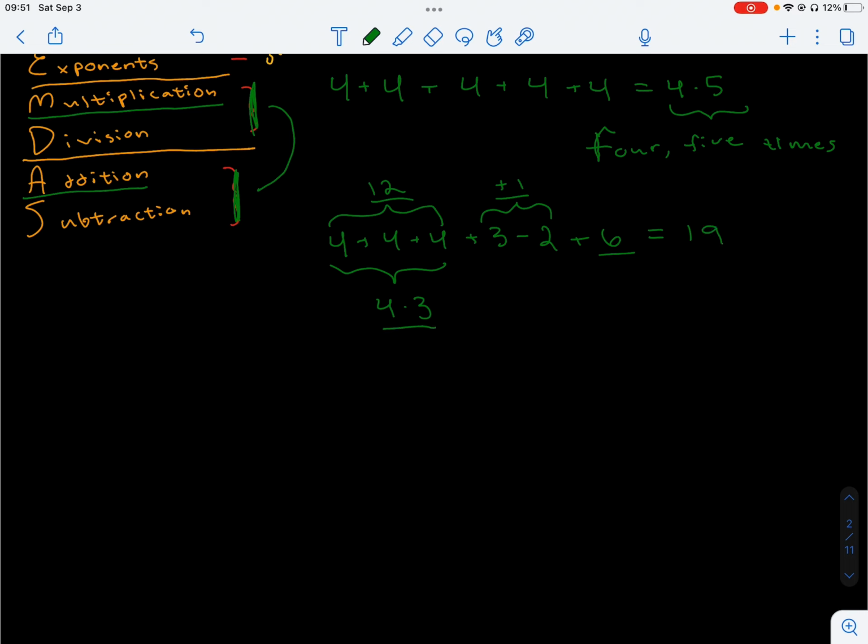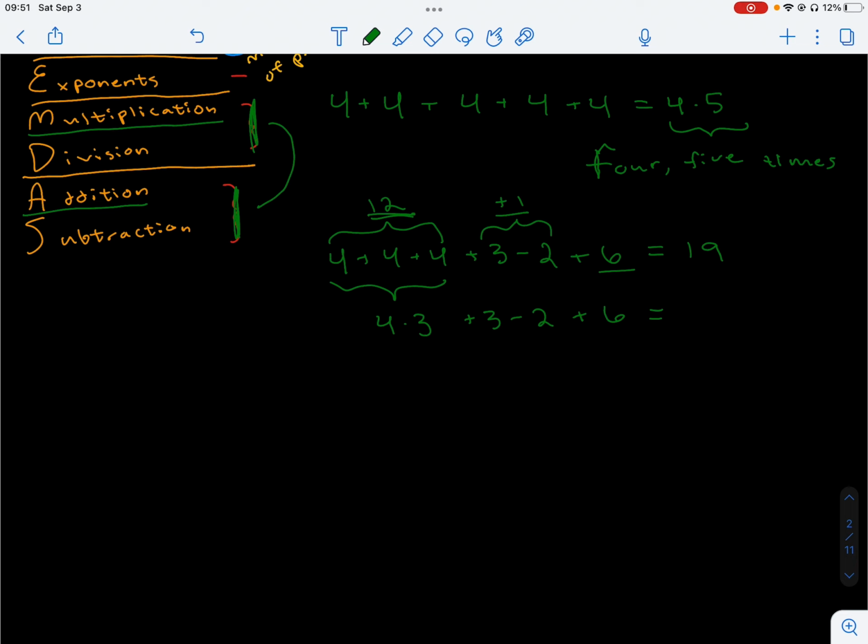Now, if I treat this as 4 times 3, well, 4 times 3 is also 12, so I really didn't do anything different there. And of course, I can still add 3, and I can subtract 2, and add 6. And if I did it according to PEMDAS with multiplication ahead of the addition, then of course I can do this guy first. I get 12, and then I add on the rest of this like I otherwise would.